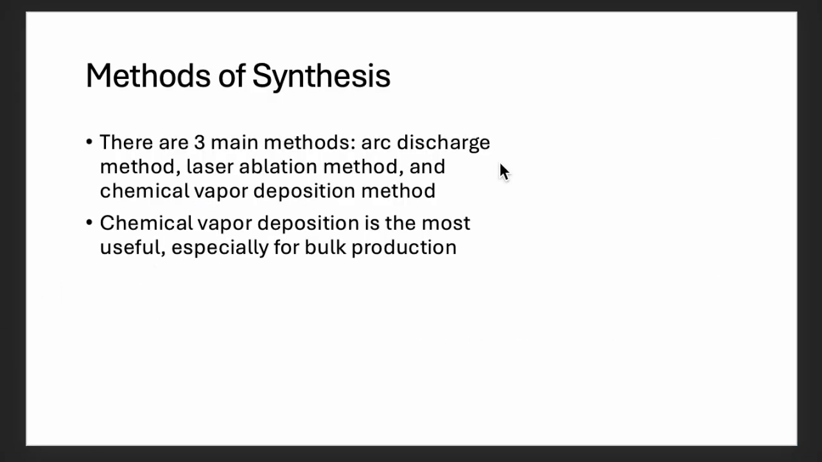So we have three main types of synthesis, or three main methods. They are arc discharge, laser ablation, and chemical vapor deposition. Chemical vapor deposition is the most useful, especially for bulk production.